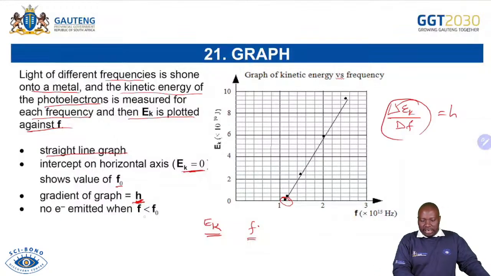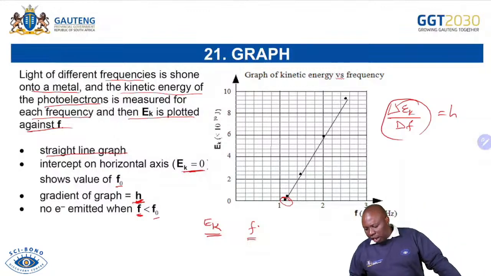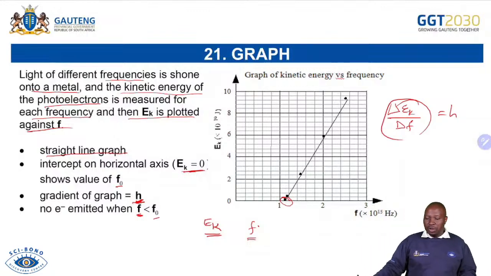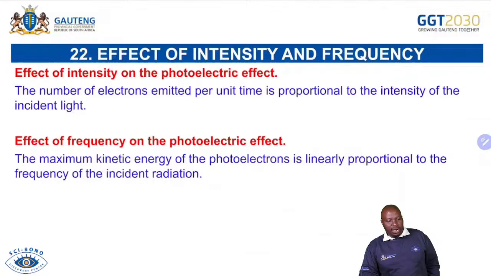And we have emphasized that no electrons will be emitted when the frequency of light is less than the threshold frequency. I hope it will help you, as we'll be doing questions that include graphs as well.